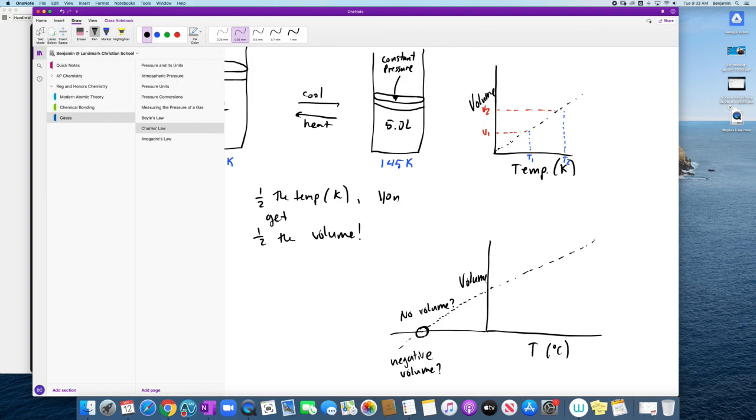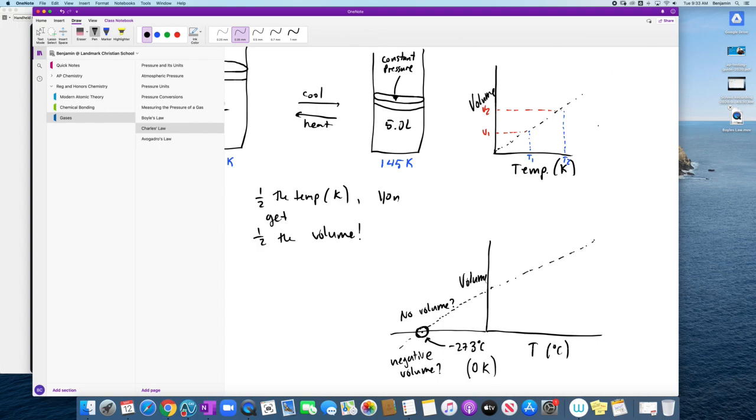This temperature right here, somebody calculated it and they realized that's a really important temperature. It turned out to be negative 273 degrees Celsius, which became absolute zero Kelvin. And so when you change the scale and you put Kelvin on the x-axis, you get a nice linear relationship.